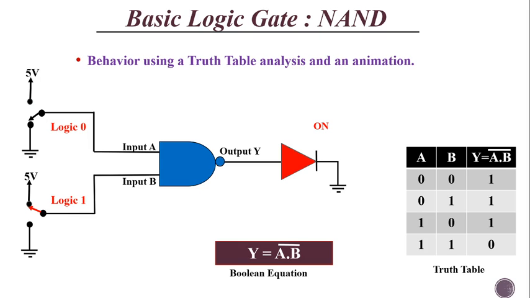If we connect B to 1 and A is 0, then again the output is 1, and if we connect A to 1 and B is 0, again the output is 1, that's why the LED is on. And now if we connect both inputs to logic 1, the output of the NAND gate becomes 0 and the LED becomes off.